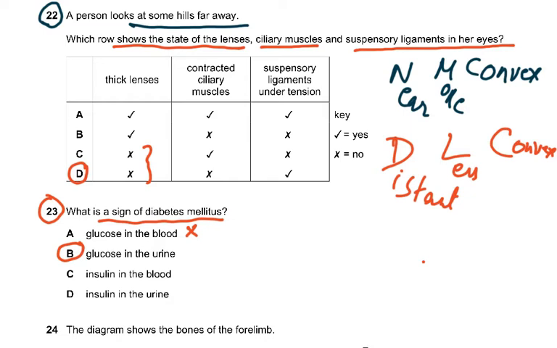Diabetes is a disease which results because of the pancreas not producing insulin. So what will happen is that if a patient says, well, I'm a diabetic, I'd say, well, how did you find out you're a diabetic? And they say, well, we did a test on the urine and the urine contained glucose. So this is a sign of diabetes.